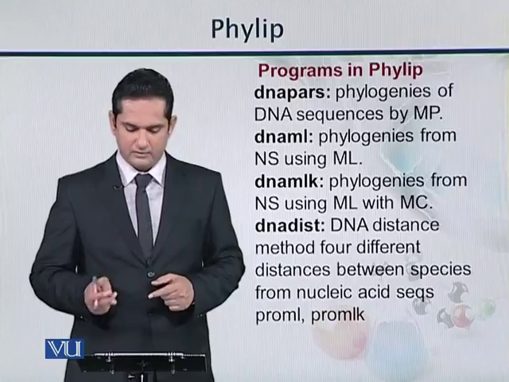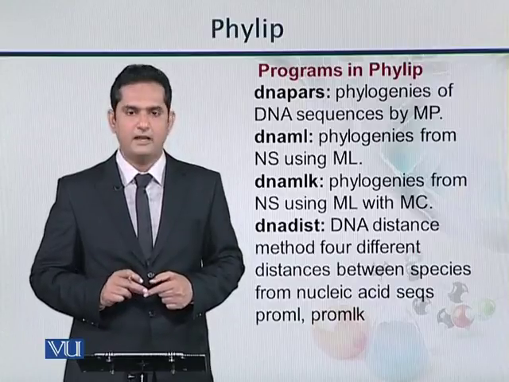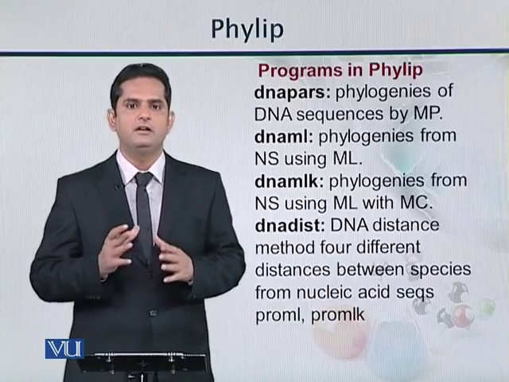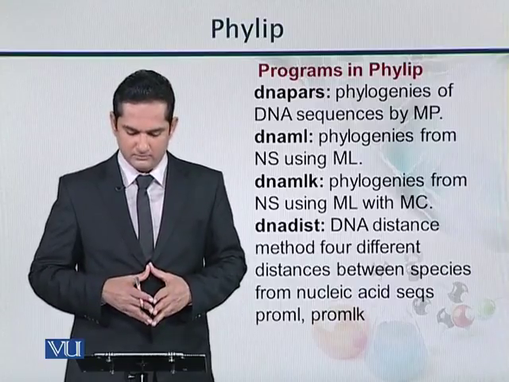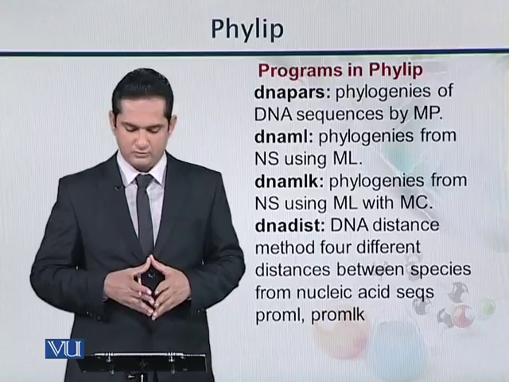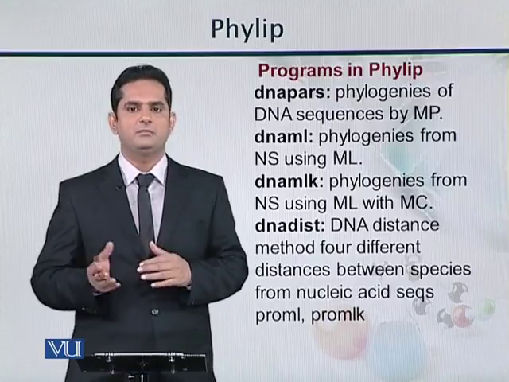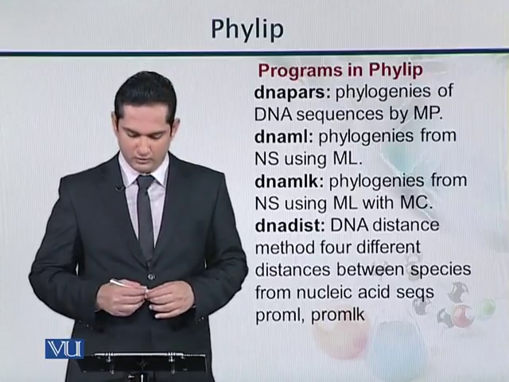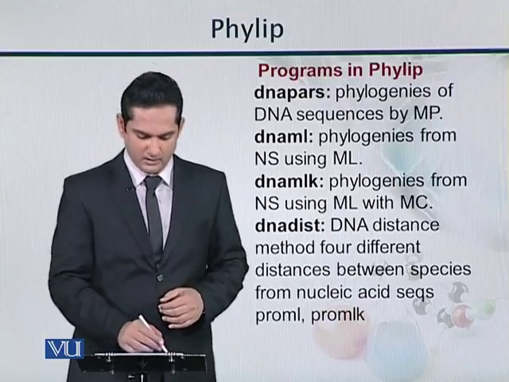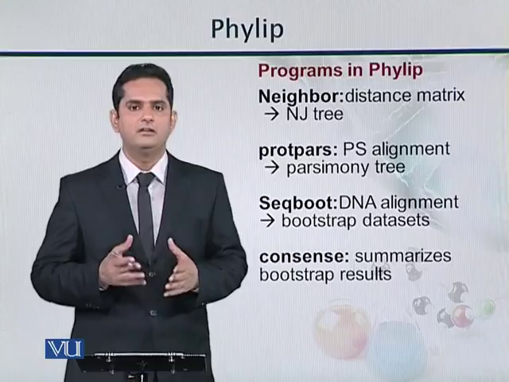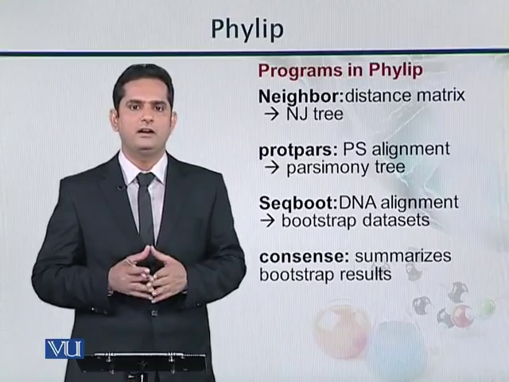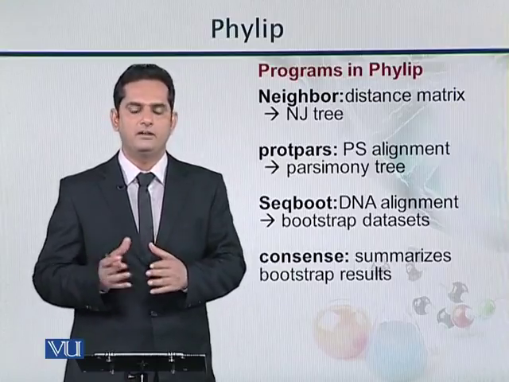DNAMLK gives phylogenies from nucleotide sequences using maximum likelihood. The addition is only that it will have a constrained molecular clock. And then we have DNADIST, the DNA distance matrix. DNADIST is used to calculate distance between different sequences using 4 different distances. And similarly, we have other methods such as Neighbor. Neighbor is used for finding neighbor-joining trees between different provided sequences.